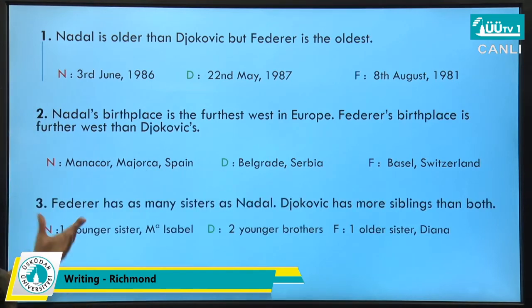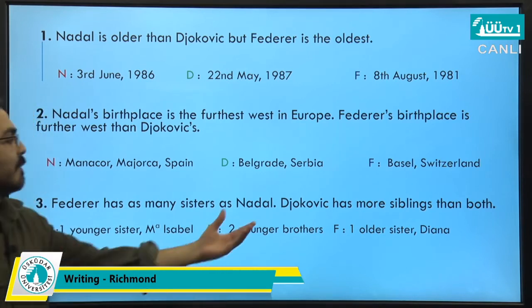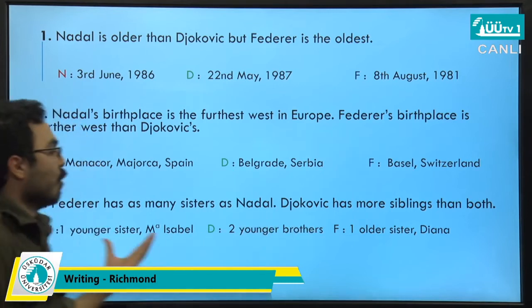Good. And Federer has as many sisters as Nadal. Djokovic has more siblings than both, right? What we see here is the number of their siblings, right? Djokovic has two younger brothers, and Federer has one older sister, and Nadal has one younger sister. So I can say Federer has as many sisters as Nadal, right? Because they share the same number. As many sisters as Nadal. Djokovic has more siblings than both, right? Than both of their siblings.